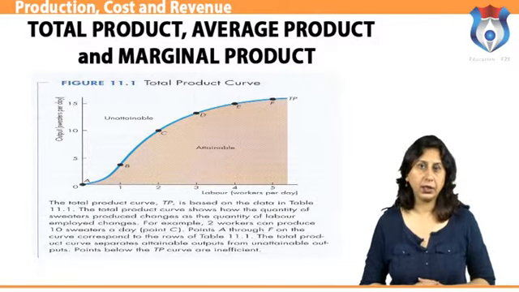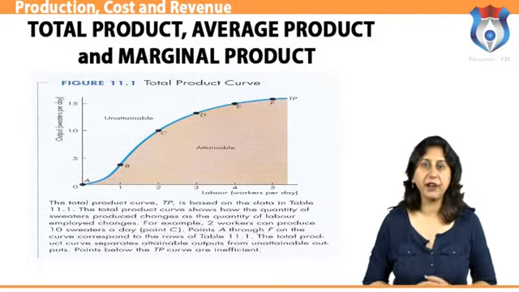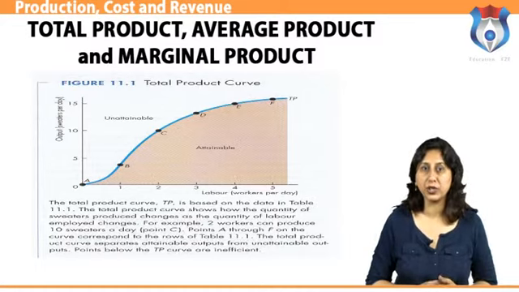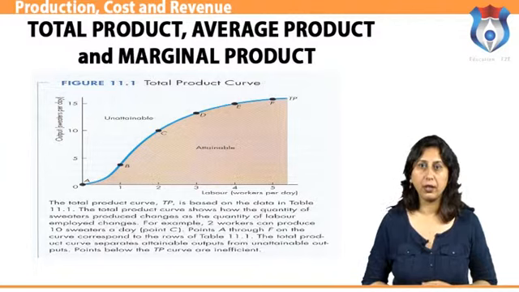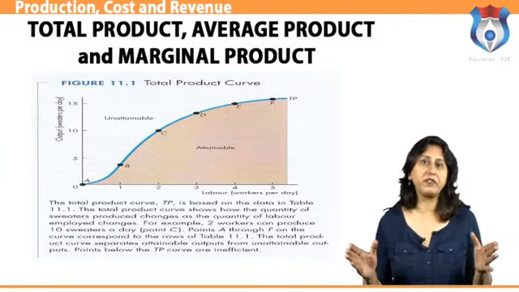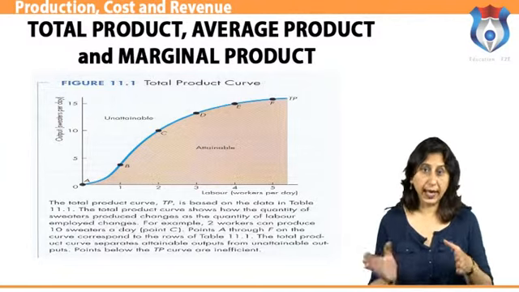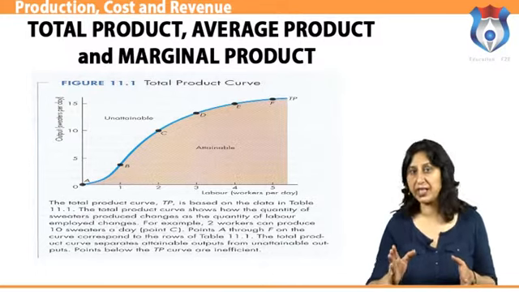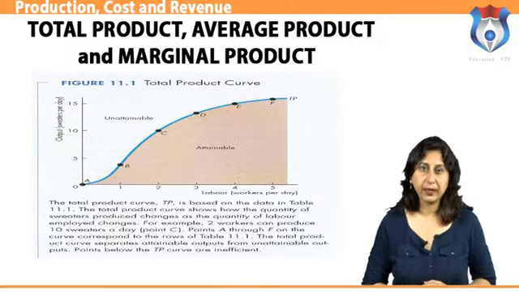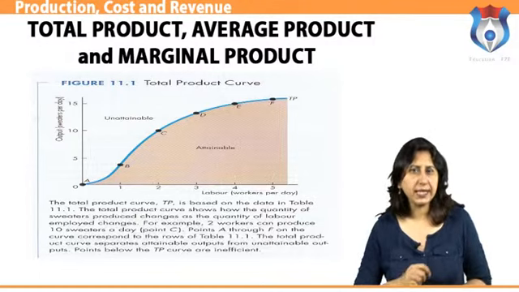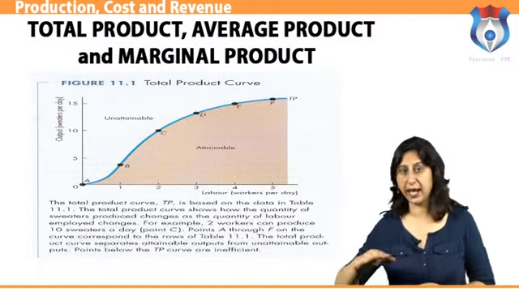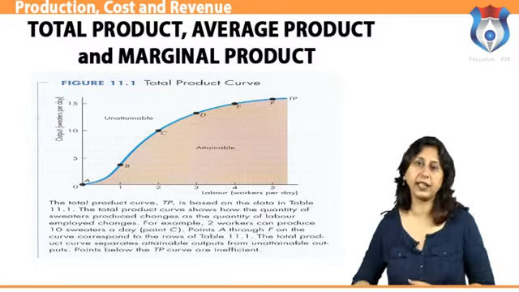The total product curve is a graphical representation of the relation between the total product and the variable input. The overall slope of this curve is positive, with extra workers generally leading to greater production. However, the curve has a distinctive shape, emerging steeply from the origin, then flattening and eventually declining.